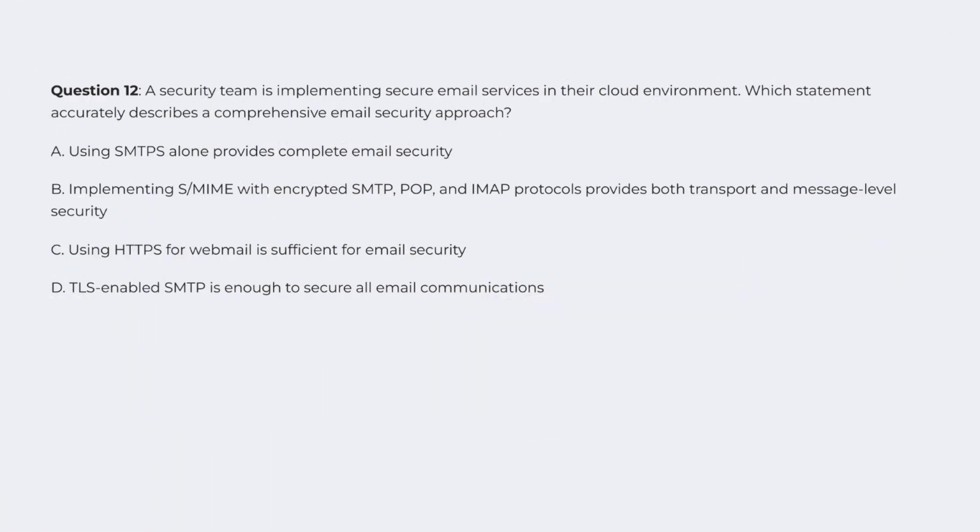Question 12. A security team is implementing secure email services in their cloud environment. Which statement accurately describes a comprehensive email security approach? A. Using SMTPS alone provides complete email security. B. Implementing S/MIME with encrypted SMTP, POP, and IMAP protocols provides both transport and message-level security. C. Using HTTPS for webmail is sufficient for email security. D. TLS-enabled SMTP is enough to secure all email communications.